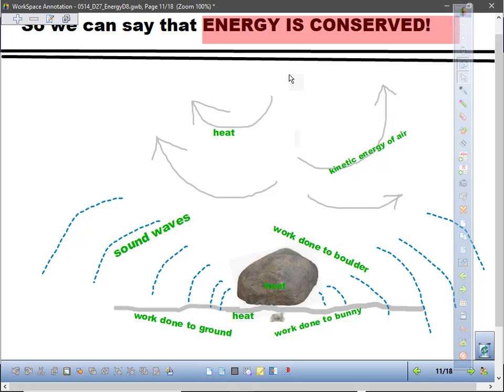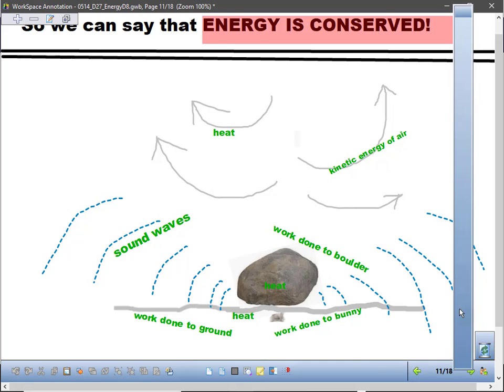And then, by the way, as the boulder was falling, it was falling through the air, and it was warming up there, moving the air and warming the air up. So heat in the air and giving the air kinetic energy, moving the air around. So all these forms of energy, they all add up.